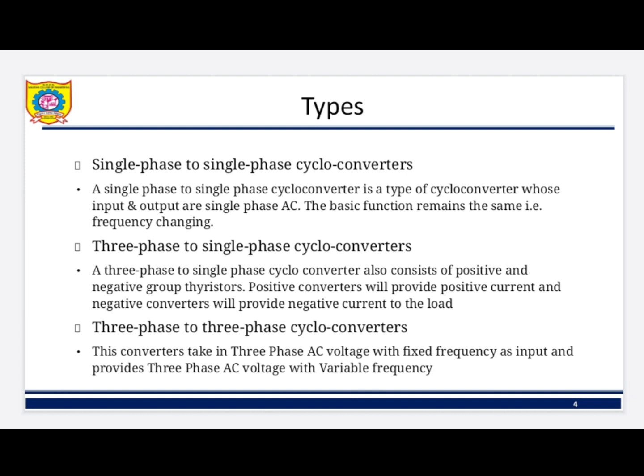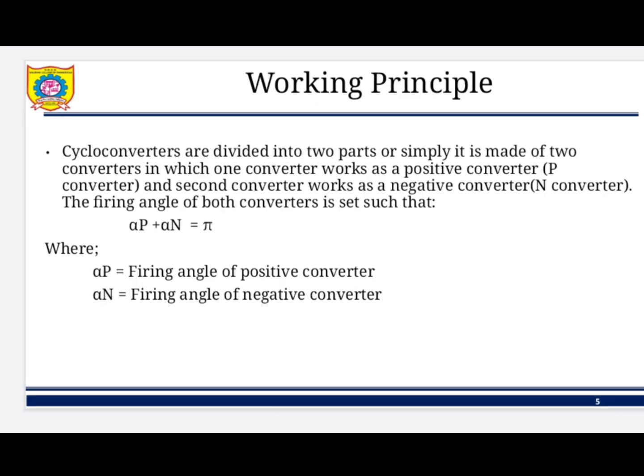Second, three-phase to single-phase cycloconverter. A three-phase to single-phase cycloconverter also consists of positive and negative group thyristors. Positive converters will provide a positive current and negative converters will provide a negative current to the load. Third, three-phase to three-phase cycloconverter. This converter takes in three-phase AC with fixed frequency as input and provides three-phase AC voltage with a variable frequency.